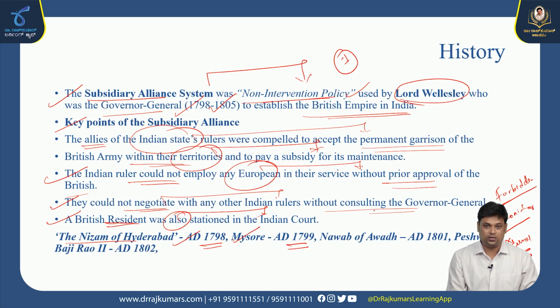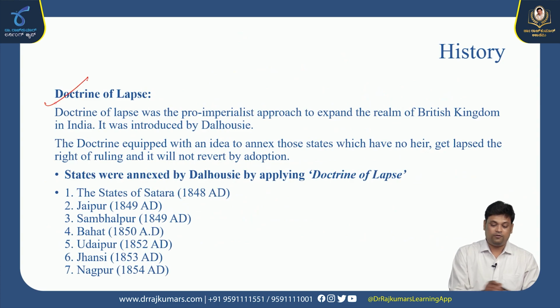In 1799, Mysore state signed this alliance. Nawab of Awadh in the year 1801. Peshwa Bajirao, the Maratha land, also signed in 1802. So you can easily understand: Mysore state, Hyderabad, Nawab of Awadh, that is UP, and Peshwa, the Maratha land. All these people signed the subsidiary alliance. That is the reason they could not participate in the 1857 revolt. This is the first such administrative policy, and the Doctrine of Lapse is the second one.